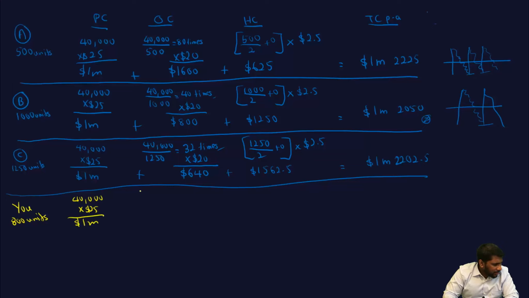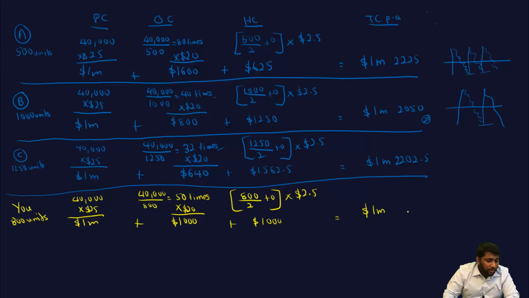So your ordering cost is how much? You need 40,000 units and you order 800 units per order. That means you will have to place the order 50 times. Each time the cost is $20, so the total is $1,000. Your holding cost is order quantity divided by 2, 800 divided by 2 plus 0 buffer stock, into holding cost per unit per annum, which is 2.5. That gives you 1,000.